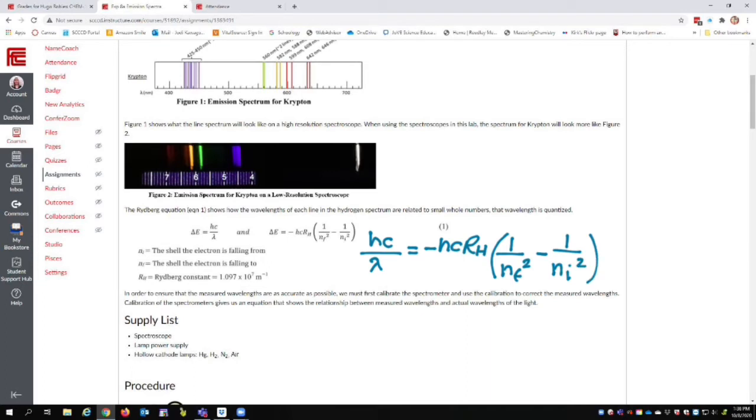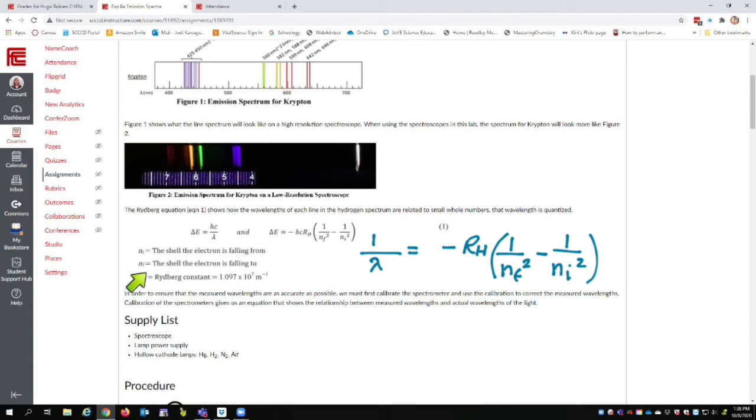Simplifying this, I can look and see, well, I have an h on both sides, so I'm going to cross that out. And I have a c on both sides, so I'm going to cancel that out. And that's really all the simplifying we can do. And so I'm just going to clean this up a little bit. Let's move this over. So combining those two equations, here they are. We can get this 1 over lambda is equal to negative Rydberg constant times 1 over nf squared minus 1 over ni squared.